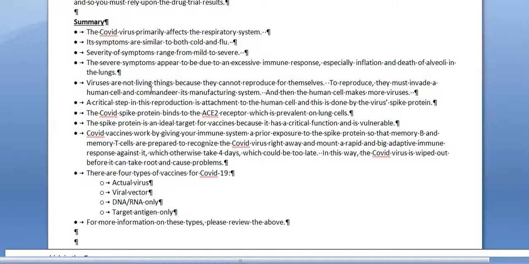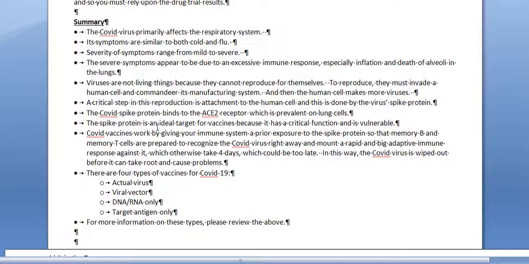So viruses are not living things because they cannot reproduce for themselves. To reproduce, they must invade a human cell and commandeer its manufacturing system, and then the human cell makes more viruses. So viruses have to attach to a cell, be pulled inside, and then hijack the human cell's manufacturing system to make more viruses. A critical step in this reproduction is attachment to the human cell, and this is done by the virus's spike protein. The COVID spike protein binds to an ACE2 receptor, which is prevalent on lung cells.